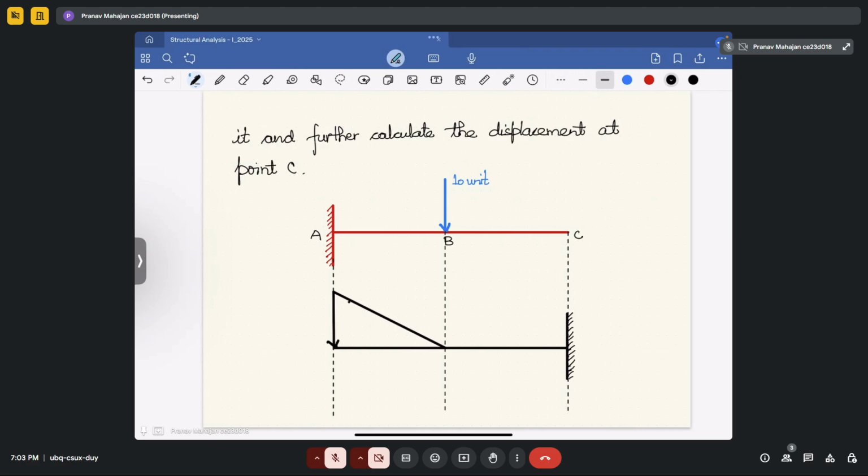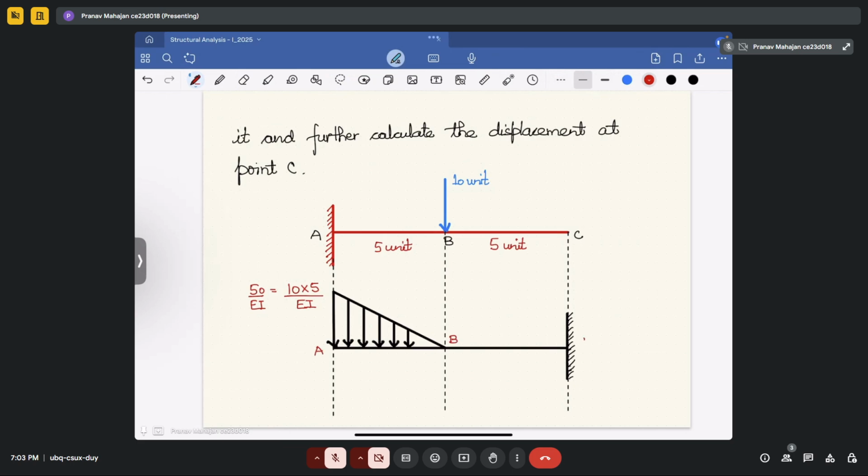So now I am making this as the loading diagram. Now what will be the maximum value of this loading diagram? If you try to calculate that, its maximum value will come out to be, since here it is 5 unit, here also it is 5 unit, so your moment will come out as 10 into 5 divided by EI, and that will be equal to 50 upon EI. Fine? Understood?